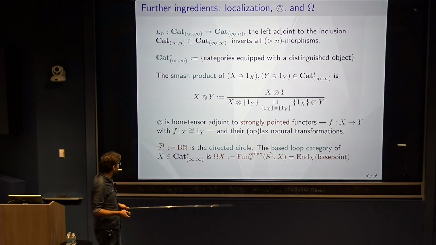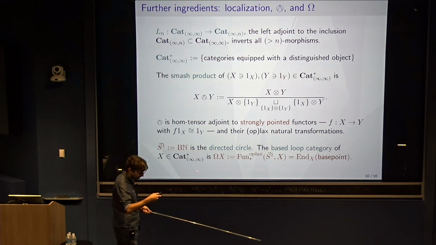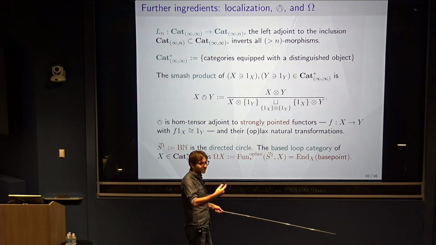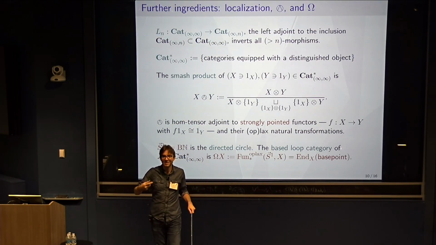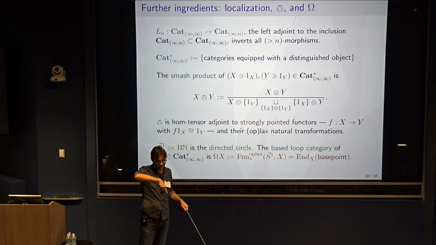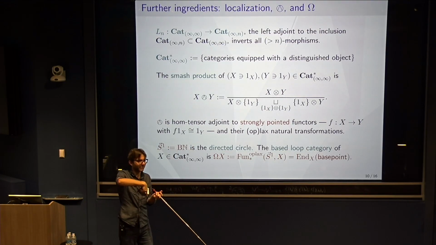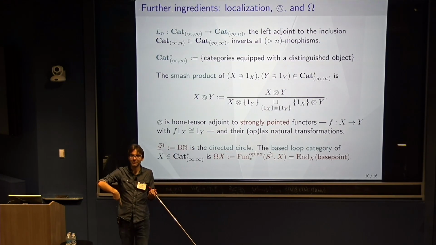And then the last thing I'm going to need in my story for you is a directed version of the circle. The circle is one of the most basic important objects in algebraic topology. It's how you take loops, and the usual circle is the space which looks like the integers, in the sense that it has integer many winding numbers. The directed circle is just the one where you can only go one direction, so it looks like the natural numbers.